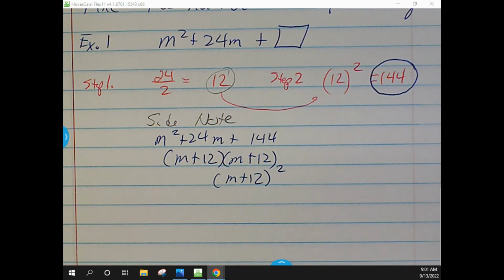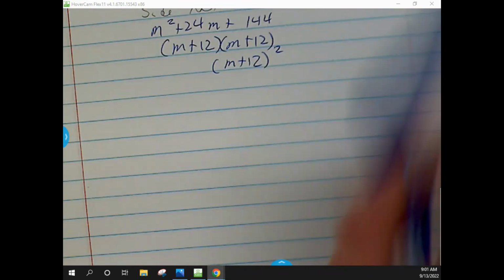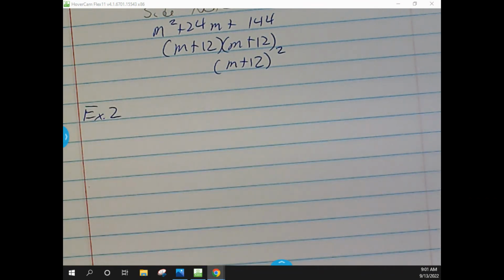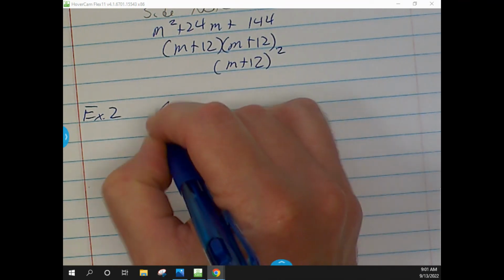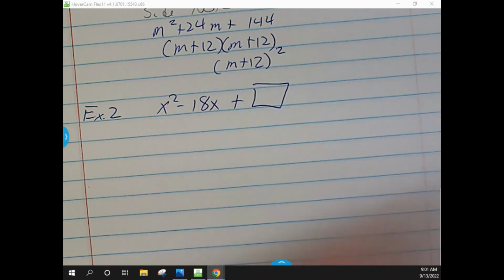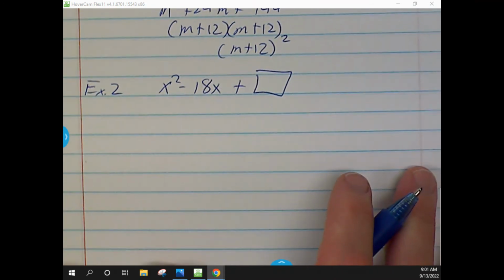The only thing that would be different is if you were doing a negative number. Just to show you real quick, if that had been, let's go with x squared minus 18x, and then they give you the box there. Oops, kind of crooked.